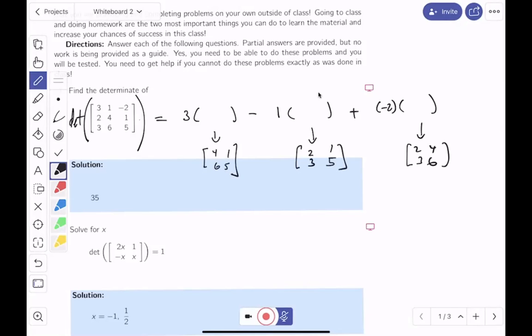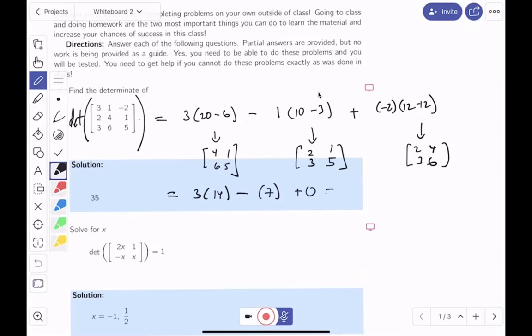The terms are pretty easy to do. First, 4 times 5 is 20, and then 6 times 1 is minus 6. Next one, 2 times 5 is 10, 3 times 1 is 3, so that's 7. Then 2 times 6 is 12 and 3 times 4 is 12. What do you get over here? Let's write the arithmetic down. It's 3 times 20 minus 6, which is 14, minus 7, and the last one's going to be 0.